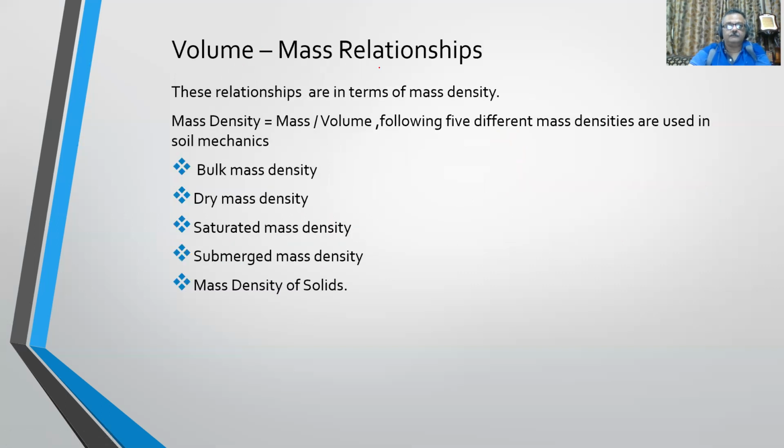So these are the volume-mass relationships. Mass density is equal to mass over volume. So there are bulk mass density, dry mass density, saturated mass density, submerged mass density, and mass density of solids. So I again repeat: bulk mass density, dry mass density, saturated mass density, submerged mass density, and mass density of solids.